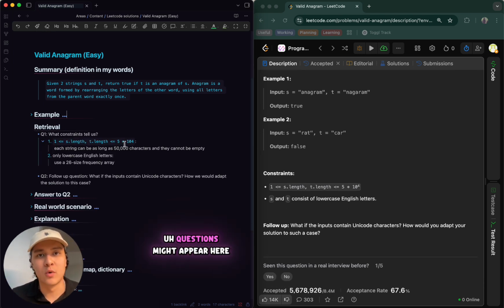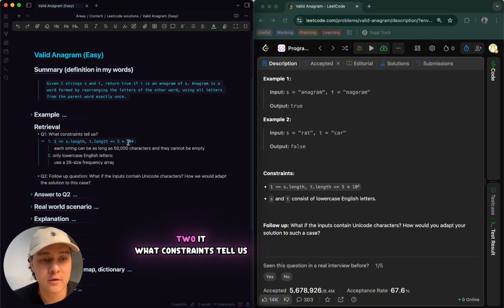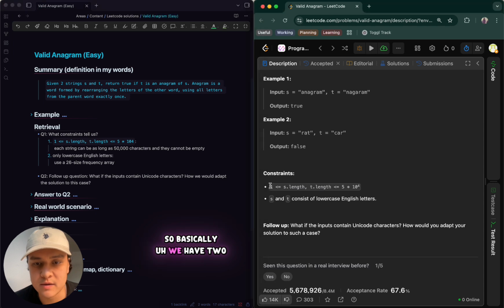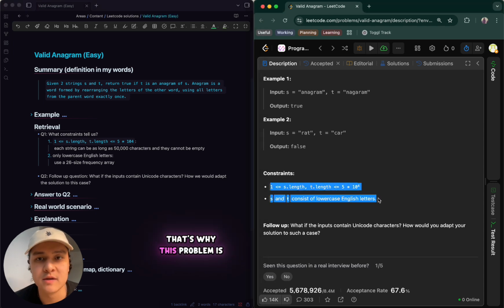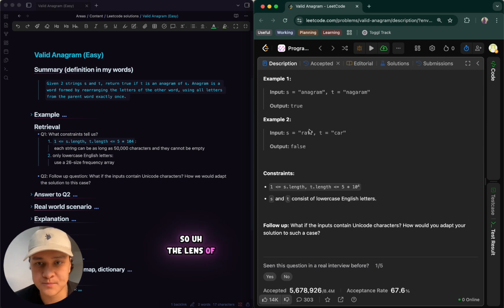So what questions might appear here? What do the constraints tell us? Basically, we have two constraints here, which is why this problem is an easy one. The length of the given strings is between 1 and 5 times 10 to the 4, which means up to 50,000 characters, and the strings cannot be empty.